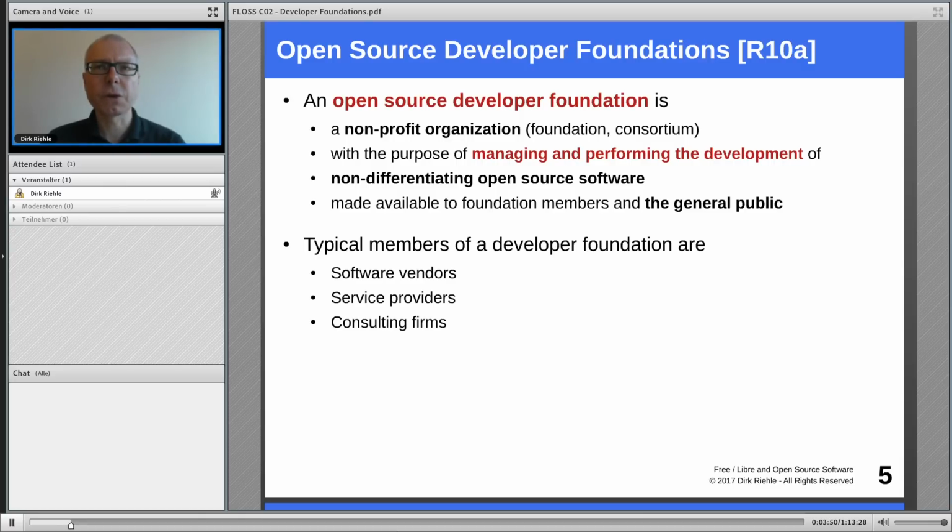It's open source software, so the software is being made available to the general public by way of an open source software license. As an organization, it has members and sometimes natural people are allowed. More often these days they are not. But typically in developer foundations, you'll find companies as members, specifically software vendors, product vendors, service providers around products, and consulting firms, the usual suspects.